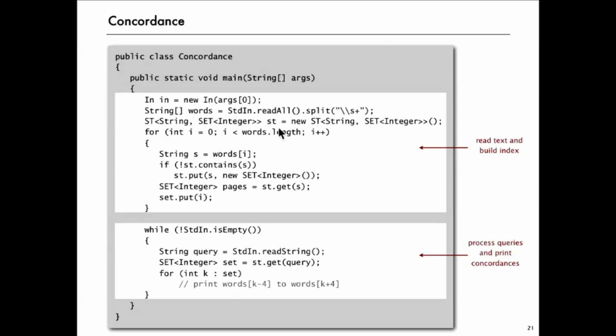So we go through all the words, pick out our key s, and again, if it's not there yet, we create a new set associated with that s. And then afterwards, we go ahead and get that set and put the new index on that set. And then that allows us to process queries where we take a query and then get the set of indices associated with that query, and then we've left out the code where you print out the 9 words that you want, the 4 to the left and the 4 to the right. Again, quite useful and familiar functionality and very easy to implement with our symbol table client.